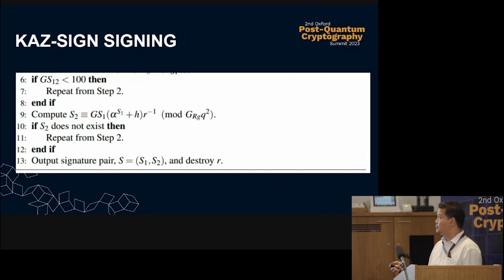We choose 100, but we are still trying to find which is the best upper bound. If it's less, then we repeat from step 2. Then we compute S2 as follows. If S2 does not exist, then we repeat, finding a new small r, and finally we output the signature.